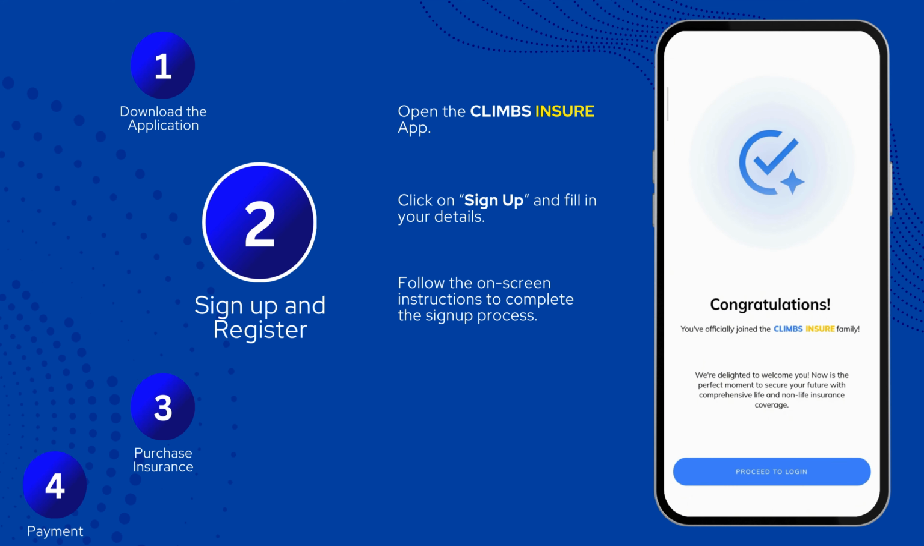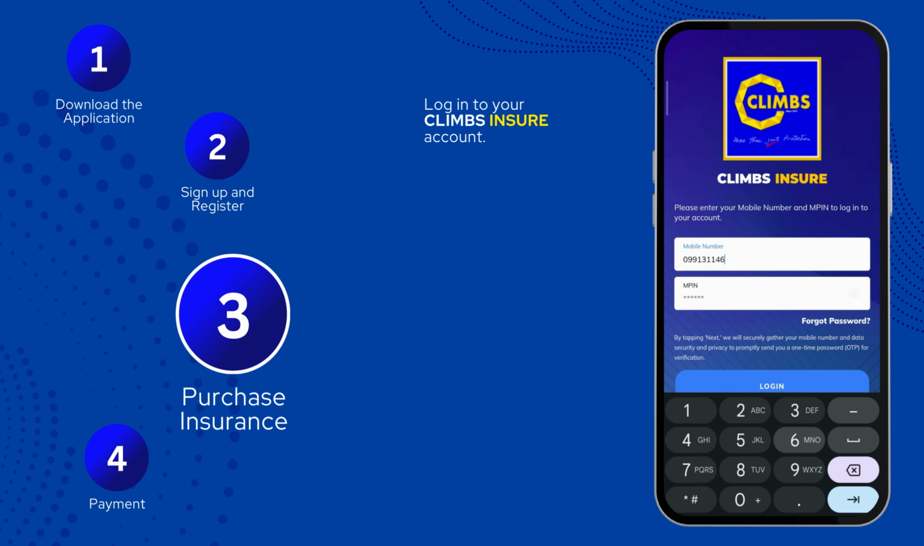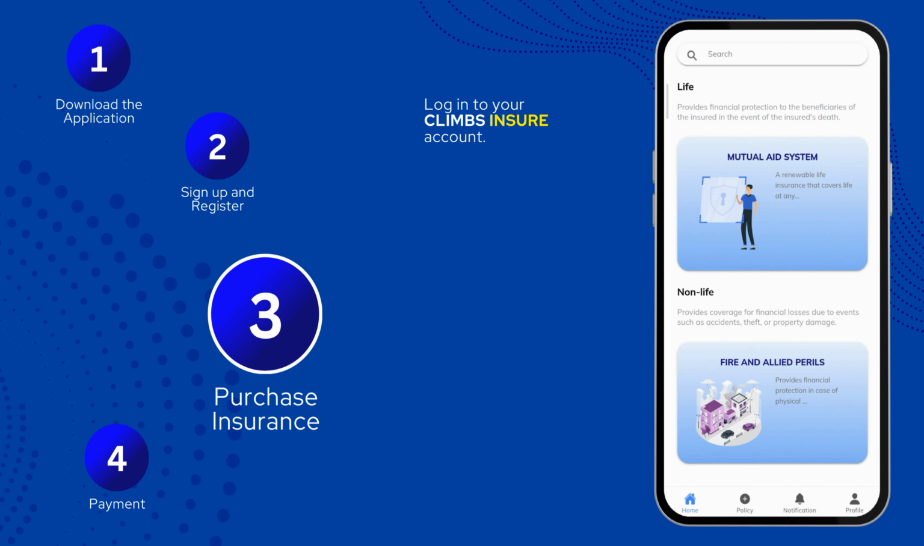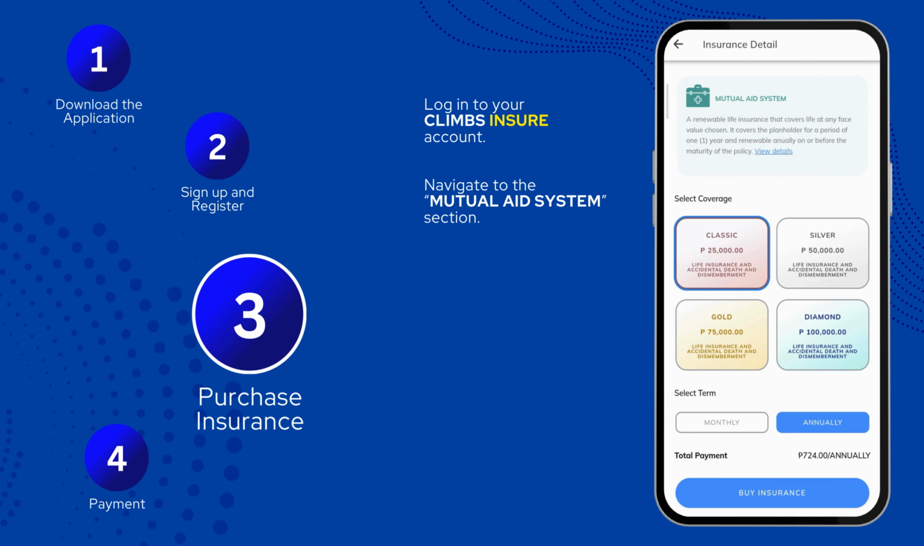Once signed up, here's how you can purchase insurance products. First, log into your CLIMBS INSURE account. Second, navigate to the Mutual Aid System section.